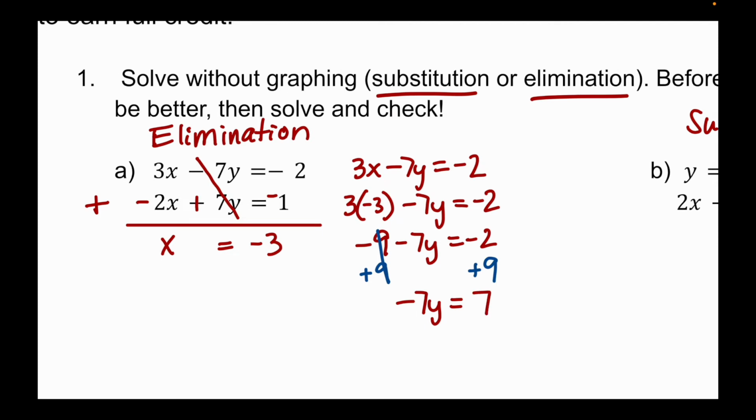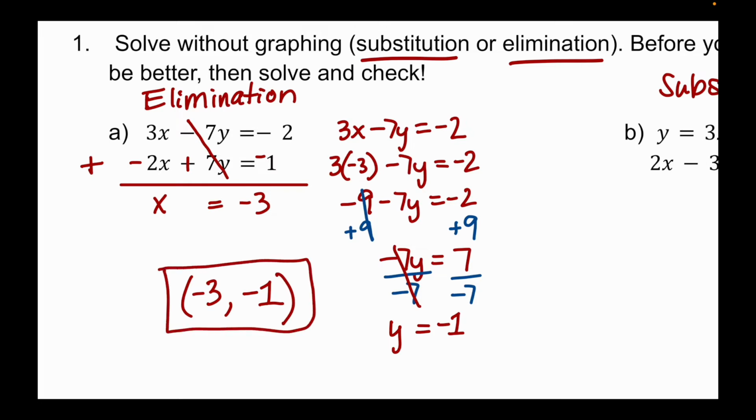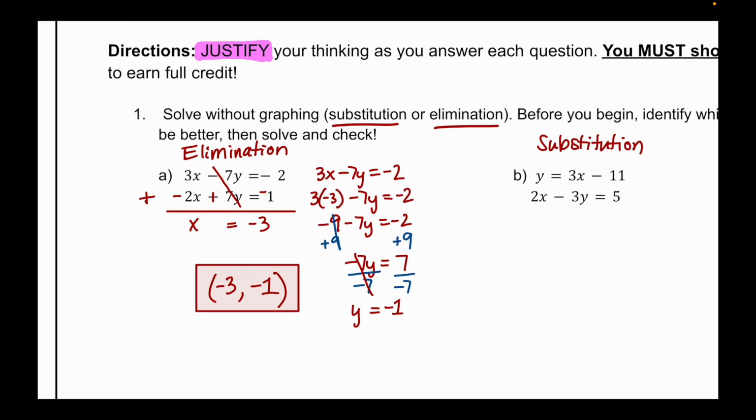So next step, which is our last step, is to divide by -7 on both sides. And this creates y equals -1. So the answer to this one is -3, -1. That is our complete answer to this question. And that is the elimination method.